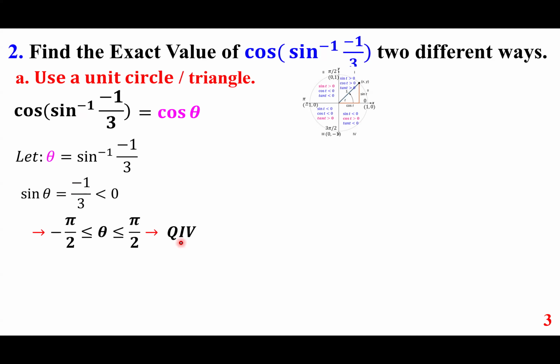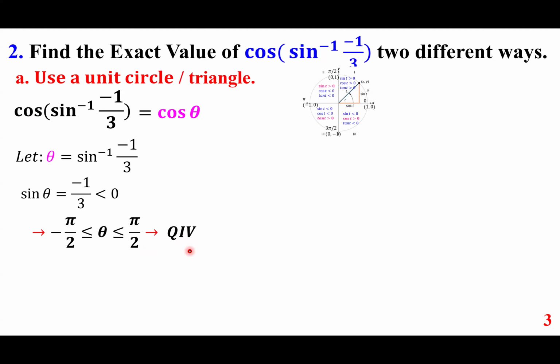I'm going to recap this. I want to make sure we understand what's happening. We let this represent theta. By definition of an inverse function, sine theta becomes negative 1/3. If sine is negative, it's either in the third or fourth quadrant. Because we are dealing with sine inverse, remember the restriction is from minus pi over 2 to pi over 2, which puts us in the fourth quadrant. The reason we need that is because we need to know whether cosine in the fourth quadrant is positive or negative, and remember cosine is the same as x in the fourth quadrant. X is positive, so is cosine.